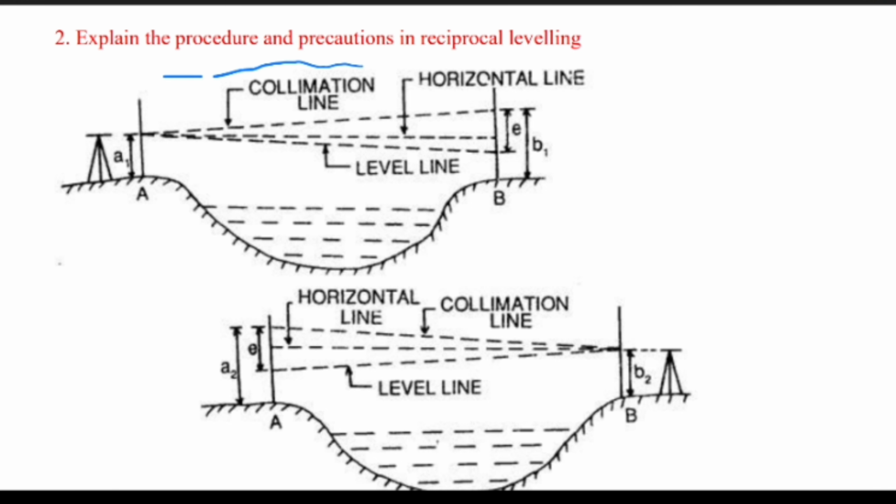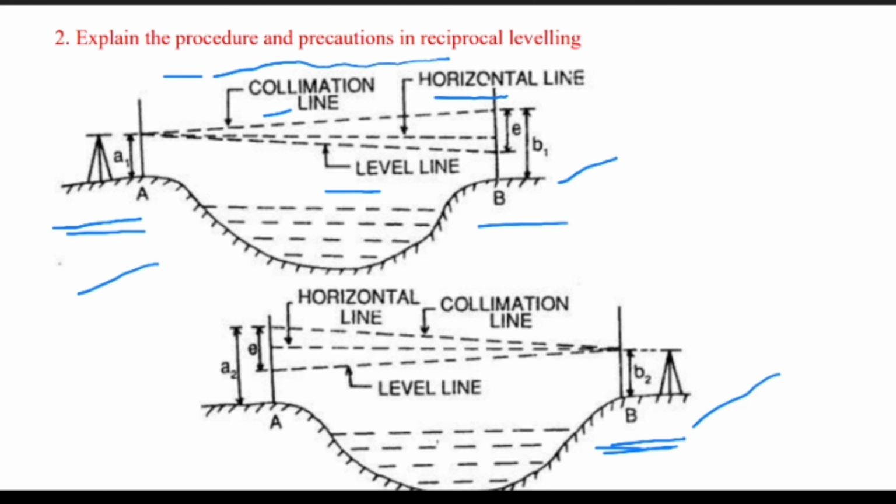Next: explain the procedure and precautions for reciprocal leveling. This is the first diagram for reciprocal leveling and the second diagram. For example, there is a river in between, and we need to find the point B. We fix the instrument station at point A, with the line of collimation, horizontal line and leveling line. Using the first diagram we find point B. In the second diagram we shift the instrument to point B and find the other side of the river, using reciprocal leveling.